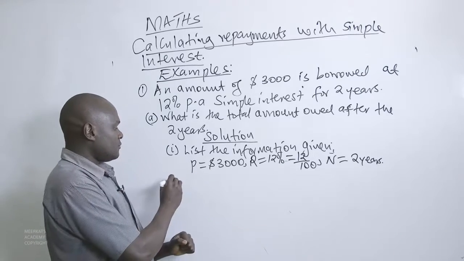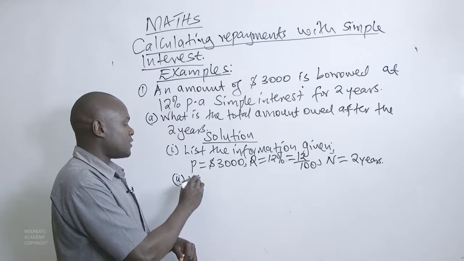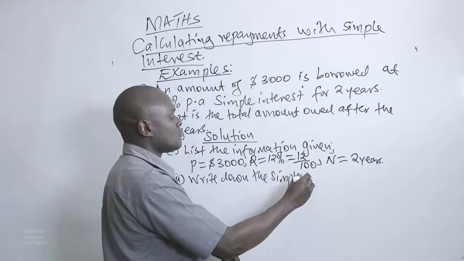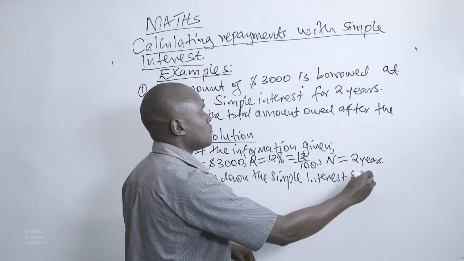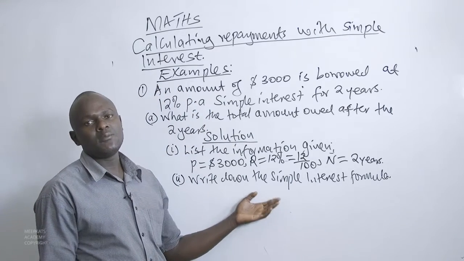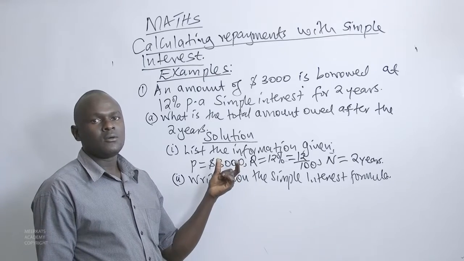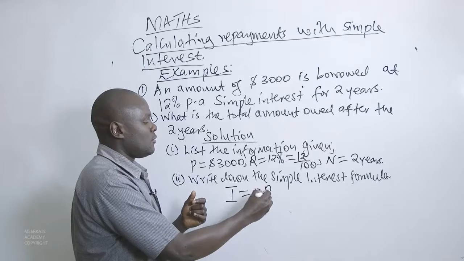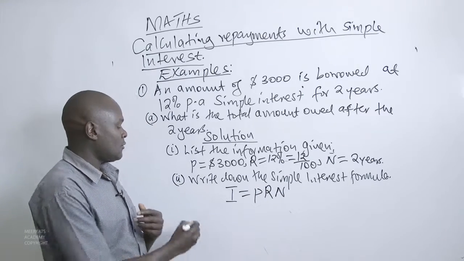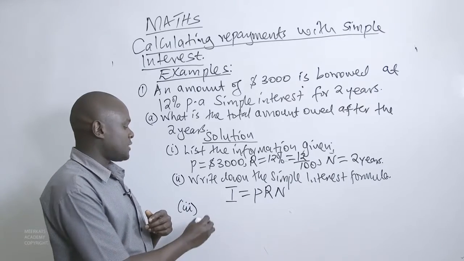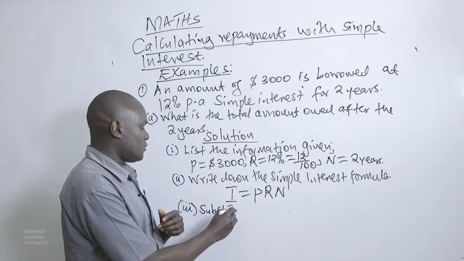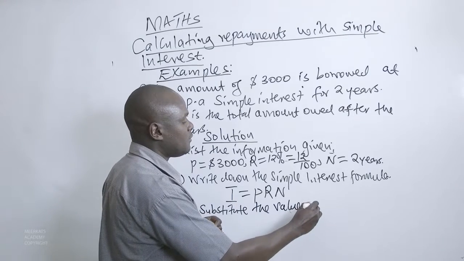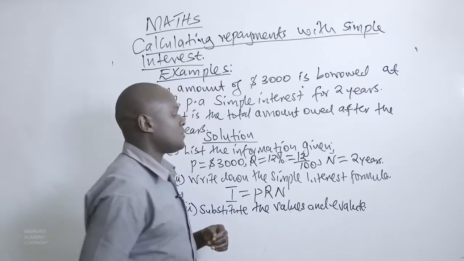Having written the information that we've been given, we need to write down the simple interest formula, which is our guiding principle that will be applied in solving this question. We said interest is equal to the product of the principal, the rate, and the period. And the last thing, having written down the formula, we substitute the values and evaluate.